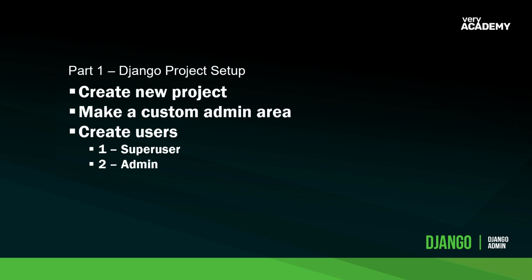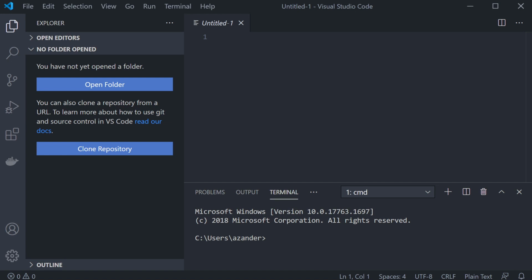We're going to create a new project, make a custom admin area, and then create some new users. So let's get started. I will apologize in advance, as I'm pretty much showing you these steps in every single tutorial. Of course, I try to make this open and available to just about anyone with just about any level of Django knowledge. So we're going to start by building a new project.